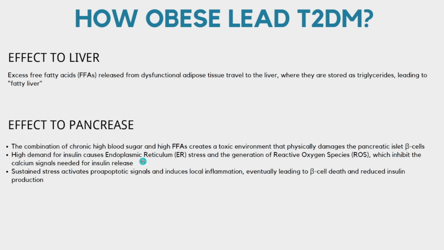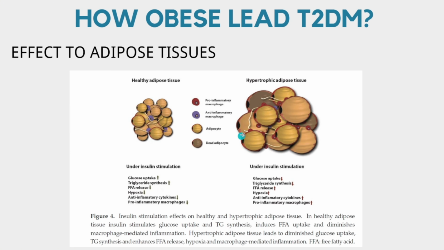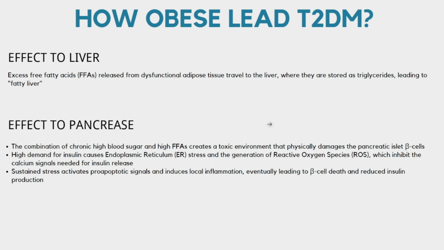Of course, there is an effect on your pancreas. Okay, what is the effect? When you have high blood sugar or high free fatty acid, it creates a toxic environment that physically damages the beta cell. So you can see it is a bad cycle, caused only by adipose tissue. The free fatty acid is very key. You can say it is a key toxic compound to all of us.